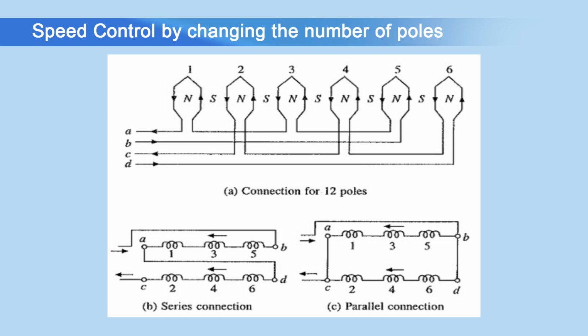Thus, each phase of machine winding has 2 coil groups, AB group first one, CD group second one, and which can be connected either in series or in parallel for both 6 pole configuration and 12 pole configuration.